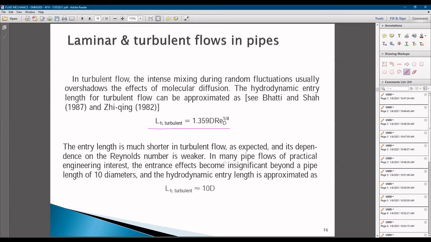In many pipe flows of practical engineering interest, the entrance effects become insignificant beyond a pipe length of 10 times its diameter, and the hydrodynamic entry length can be approximated as so. It's about 10 times its diameter.